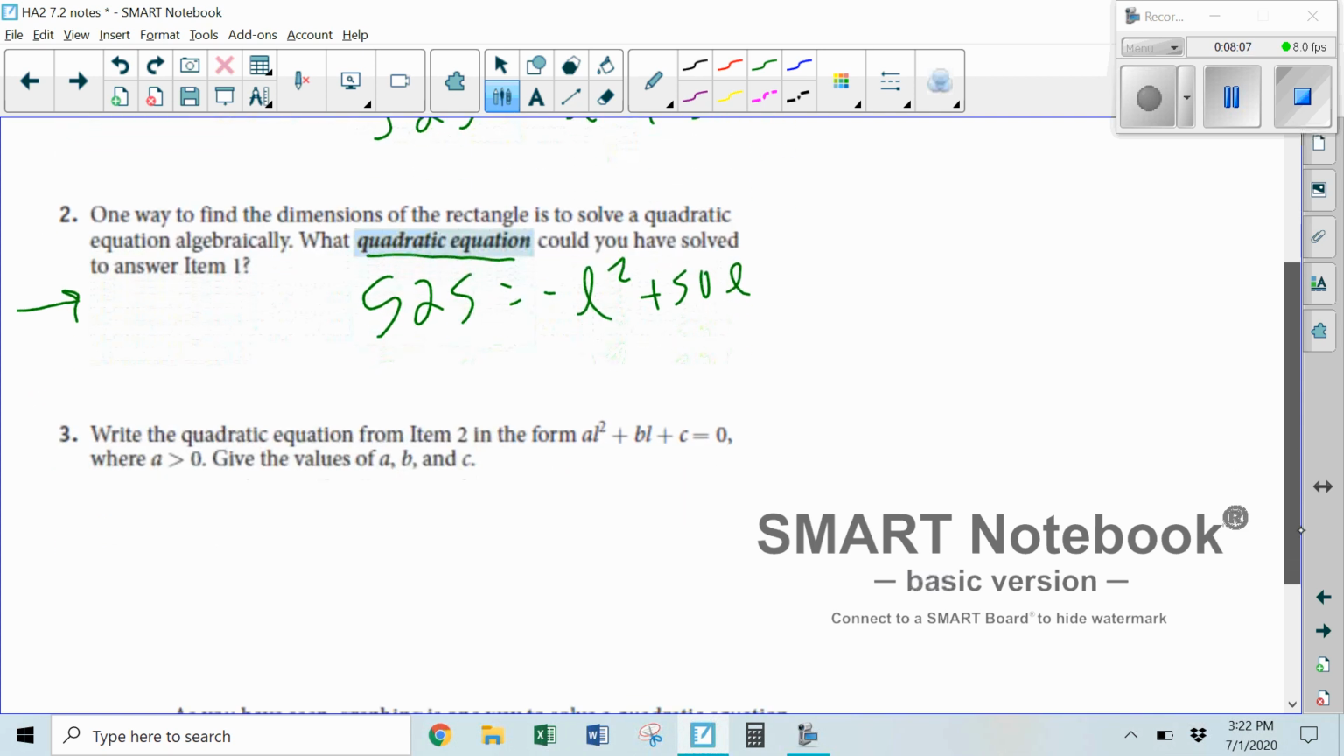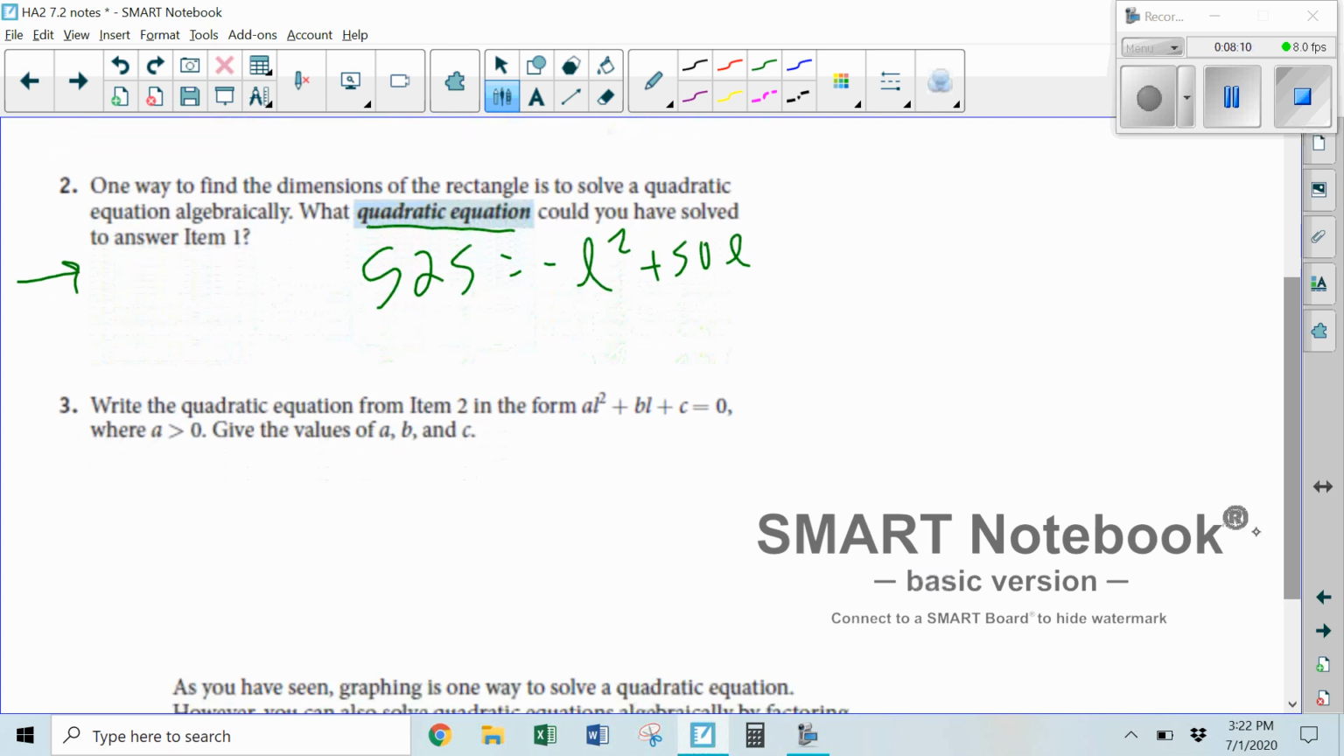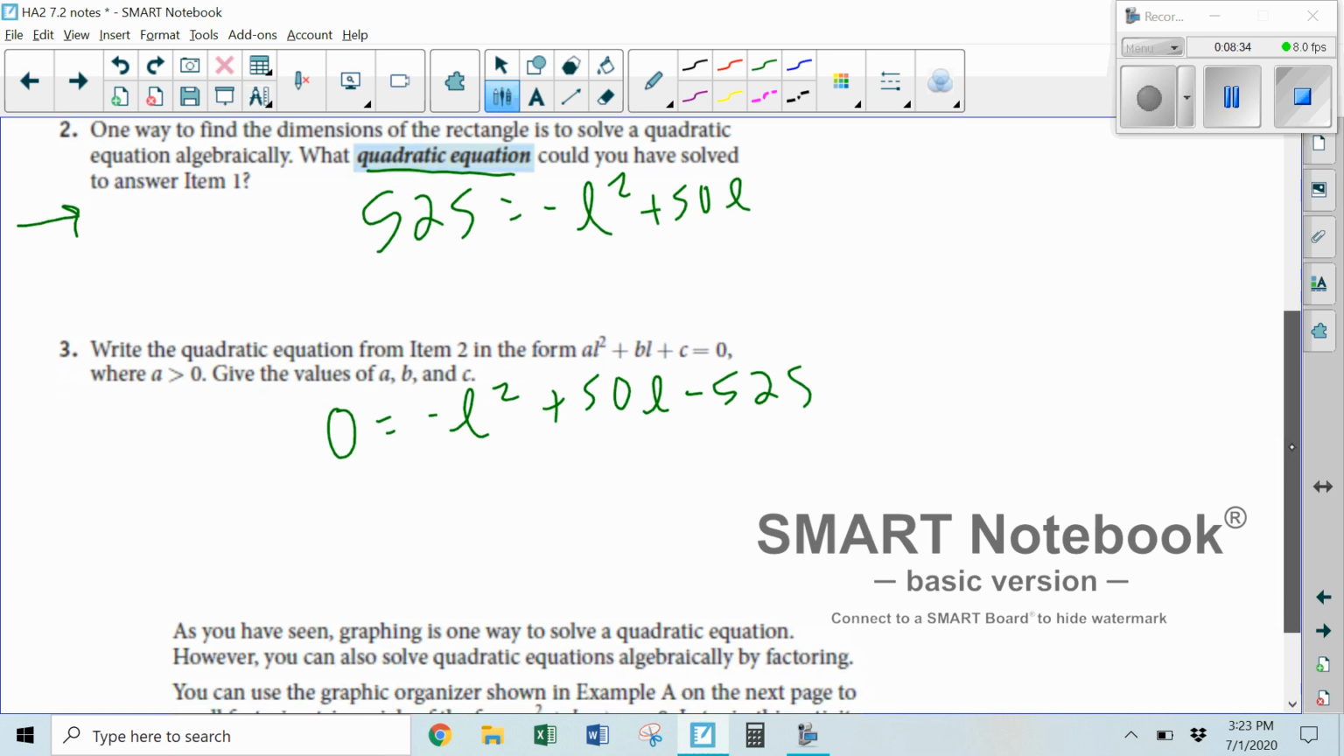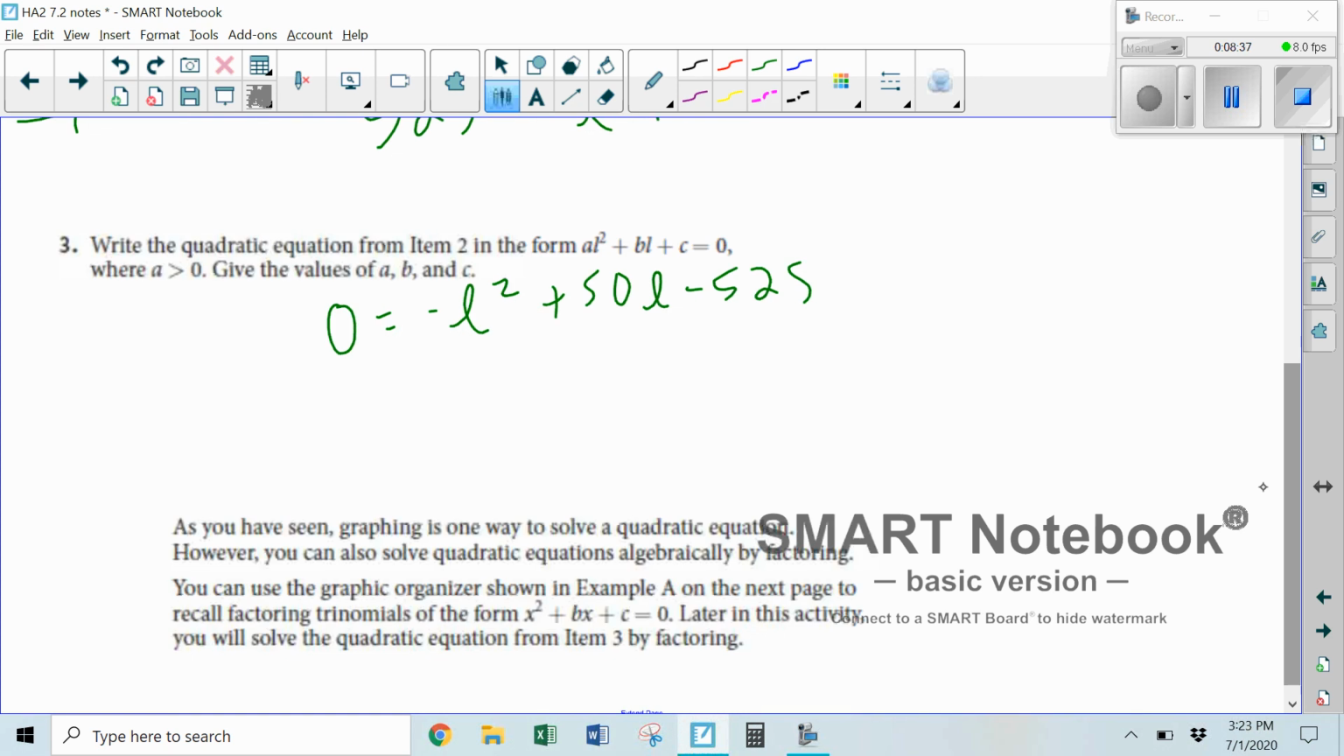Now, you'll notice we've done some problems already with factoring, but they've all had a 0 on one side, or they've just all been next to each other. So let's move the 525 over. Now we haven't worked too much with an equal sign yet, but we will. So I want that 525 to be with the other side. Now from here, let's go ahead and factor.